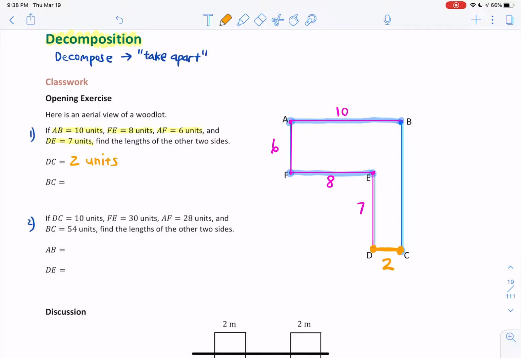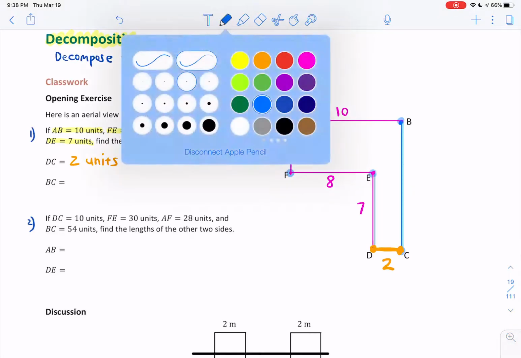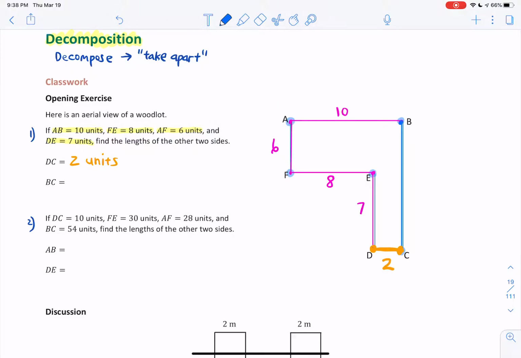And now I want to find BC. I'm going to use a similar strategy for figuring out the length of BC. Now BC is the whole length of the side, but I know that a portion of it, from here to here, is 6.